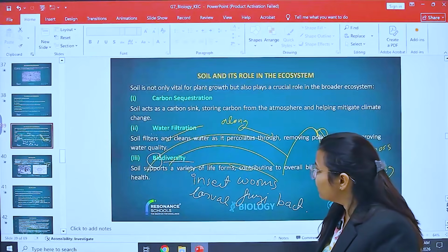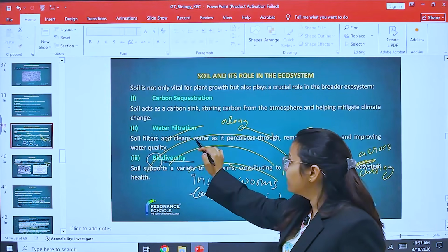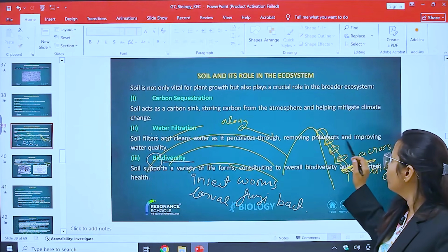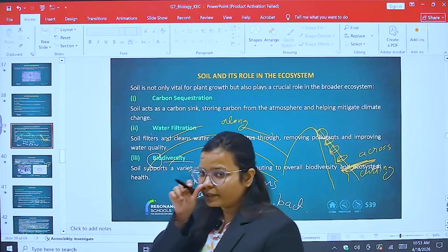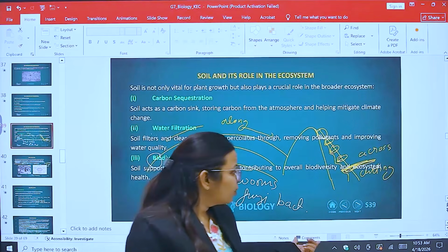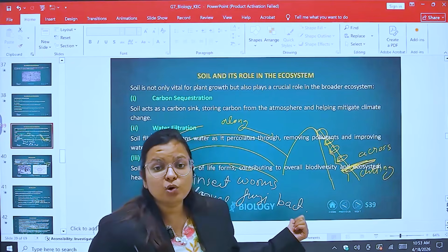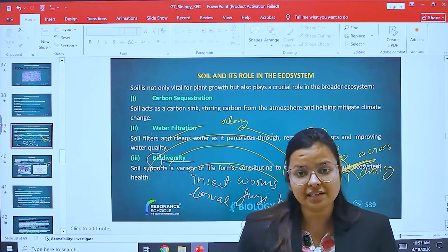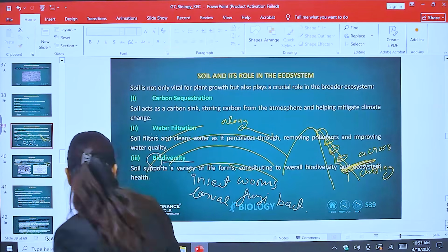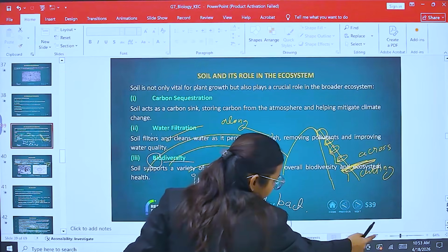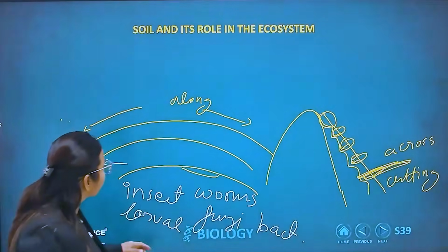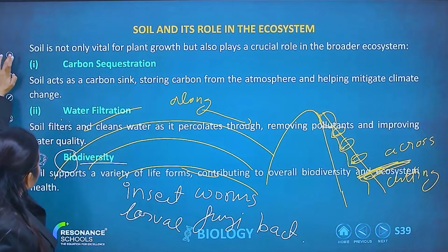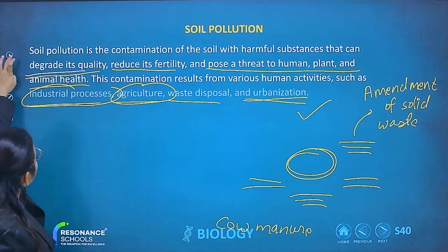So this is your filtration. This is water filtration. Soil filters and cleans water as it percolates through, removing pollutants and improving water quality. I told you, in the diagram I showed you, there were no clay particles. Clay particles can also stick the impurities because they are sticky. Here you see carbon sequestration, water filtration, biodiversity.